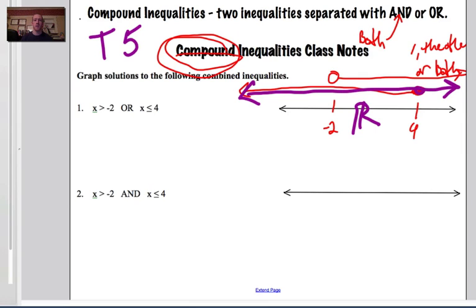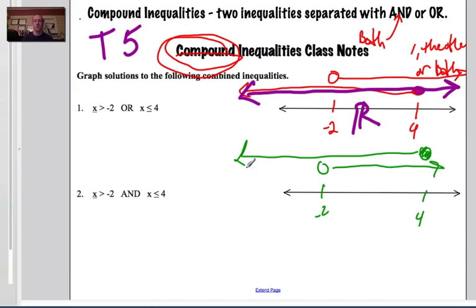Now if we need x greater than negative 2 and x less than or equal to 4 to be true, well then the only place where both of those happen are these numbers here, from negative 2 to 4, including the 4. So the purple is the final answer here.